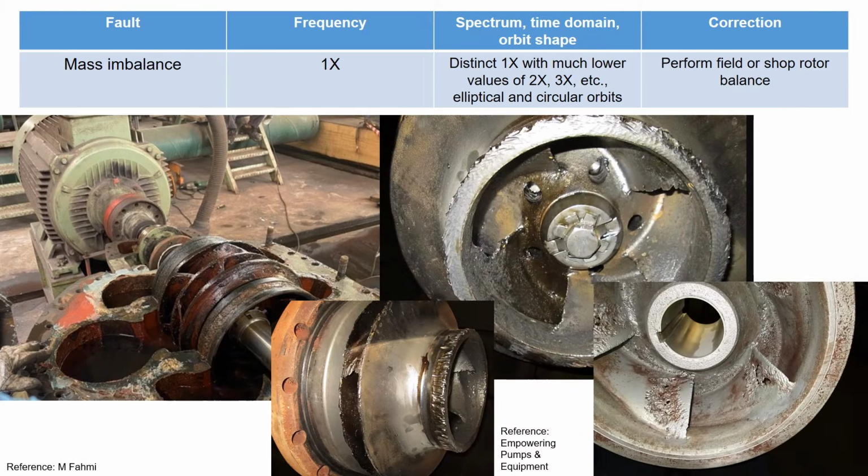Machines can be subjected to significant wear and tear over time and can experience an increase in 1x vibration due to mass imbalance. If the vibration increases too much, parts may need replacement and field balancing may be required.